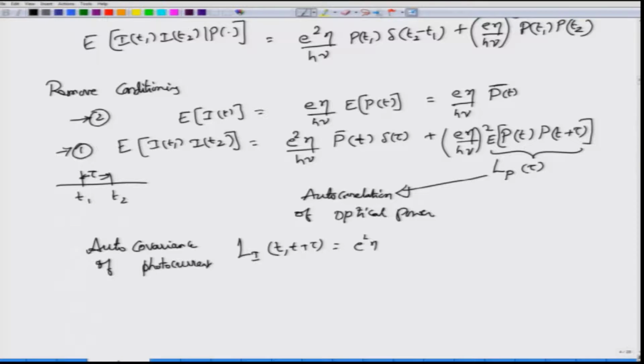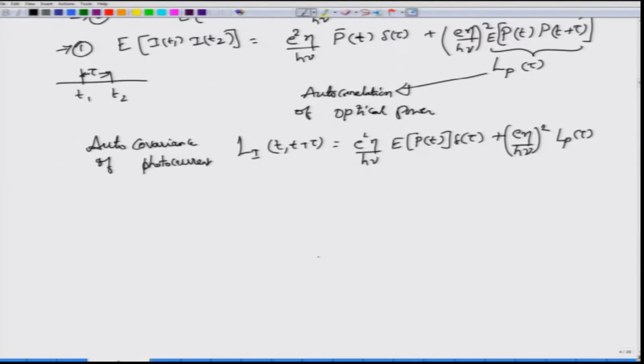So, it is E squared eta by h nu times the expectation of P of t times delta of tau, plus (E eta by h nu) whole squared times Lp of tau. So, this of course would be a function which is just a function of the lag tau. Now, here is where we need to go back to what is the power that has been incident. What power we have incident?